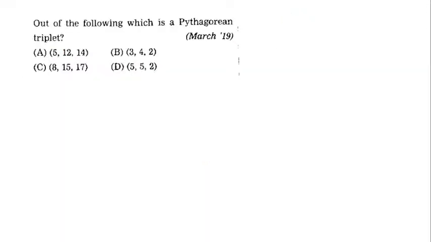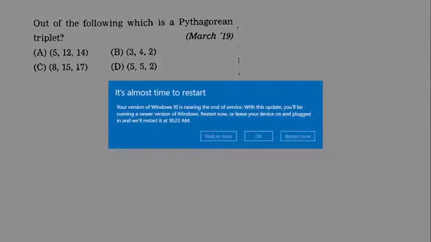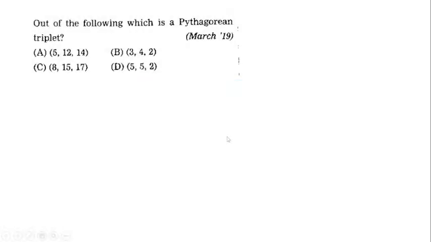And the next question, which is the last question, is: out of the following, which is a Pythagorean triplet? Now the first question was one in which we had to decide which is not a Pythagorean triplet. For this question we have to decide which is a Pythagorean triplet. So for this one, as we can observe here, option C, where 8, 15 and 17 are given. So the largest number's square, that is 17 square, is 289. And the remaining two numbers are 8 and 15.